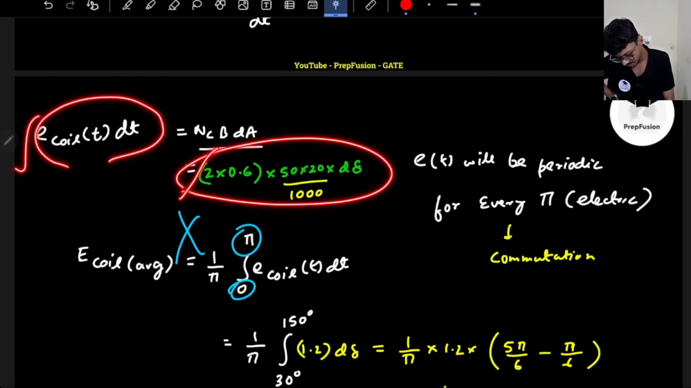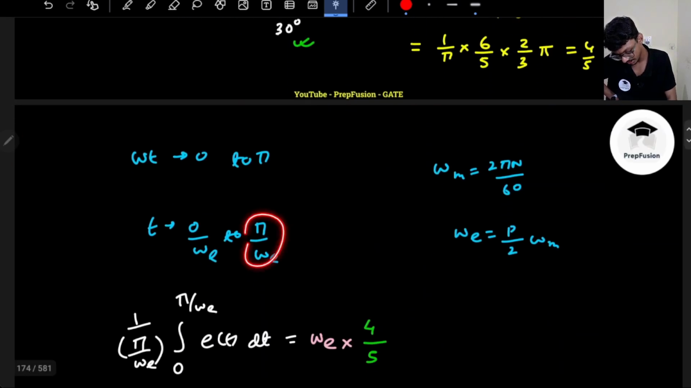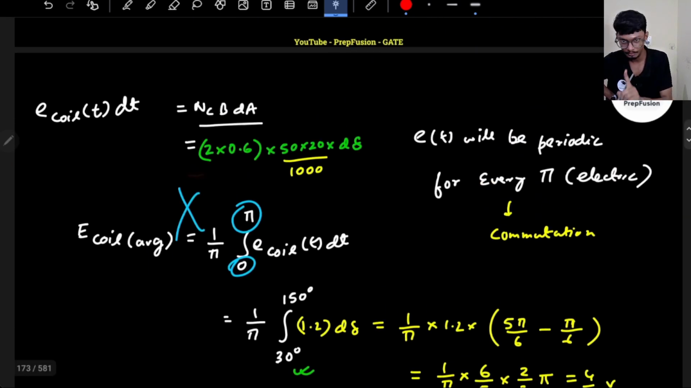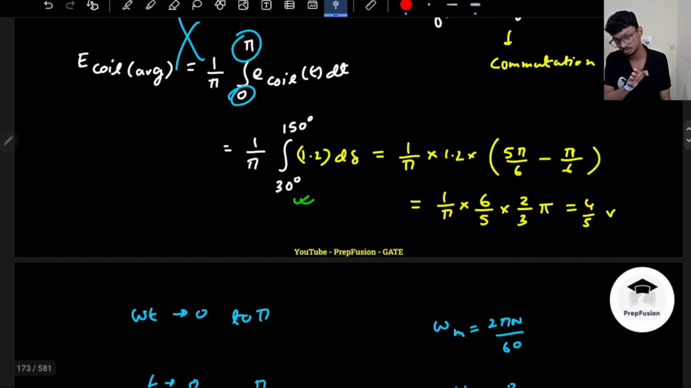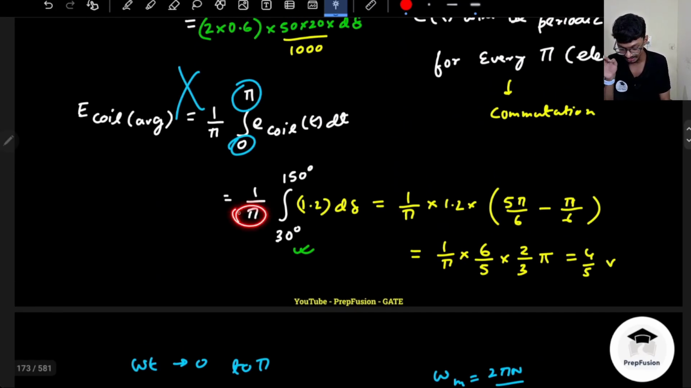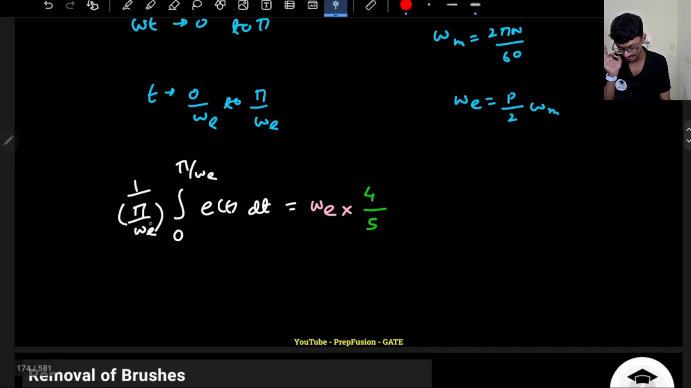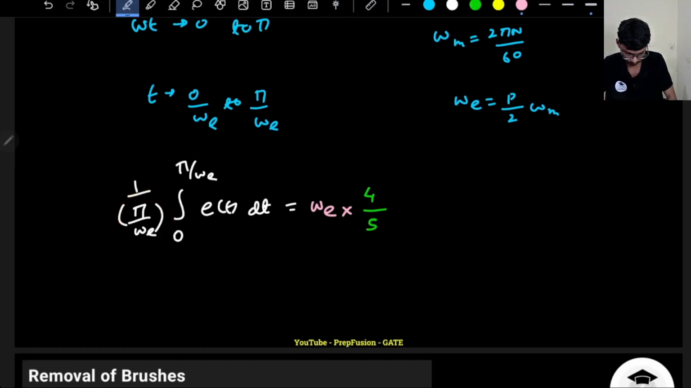But I'm integrating this, so limits are also fine. If I'm integrating from 0 to pi by omega e, then the right hand side limits will be from 0 to pi. That is fine, because the right hand side is with respect to angle, the left hand side is with respect to time. But once I'm dividing here by pi by omega e, I should divide the right hand side by the same value. Previously I divided by pi, but I have to divide by pi by omega e. Okay, so this will be omega e into 4 by 5.